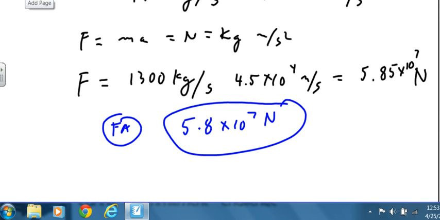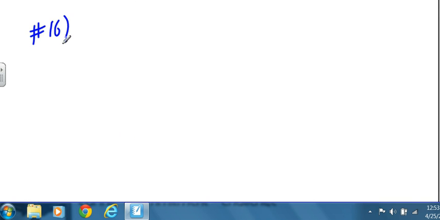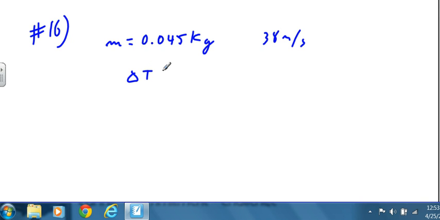And problem number 16. Am I going fast enough? Yeah. A golf ball, mass 0.045 kilograms, is hit off the tee at 38 meters per second. That's not very much. The golf ball is in contact for a delta t of 3.4 times 10 to the minus 3rd seconds. Find the impulse imparted to the golf ball.